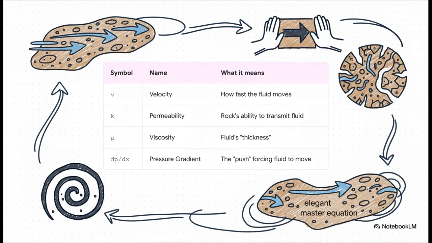And this table here kind of shows the components of that recipe. Velocity, how fast the fluid moves, is all about the pressure gradient, which is the push. But that push is being fought by two things: the rock's permeability, which is how easily it lets fluid pass, and the fluid's own viscosity, its thickness or stickiness. This is the master equation for everything we've just talked about.